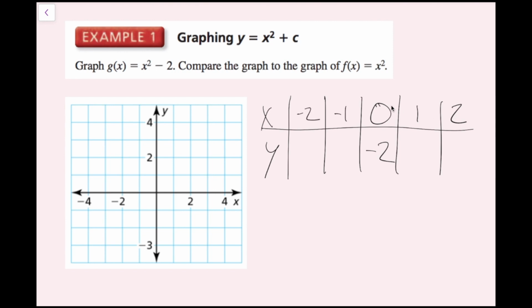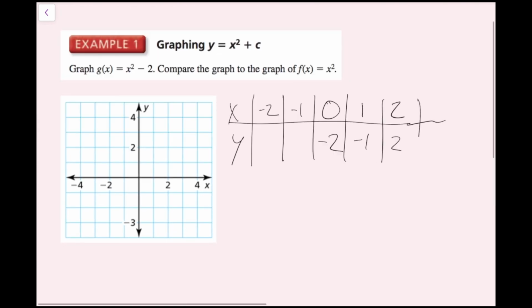And remember, the vertex also contains the information of the axis of symmetry. So whatever the y value is here is going to be the same thing here, and whatever the y value is here is going to be the same thing here, and so on. So I'm just going to plug in some values. 1 squared is 1, minus 2 is negative 1. 2 squared is 4, minus 2 is 2. And let's see if I can fit one more on here. If I do 3, 3 squared is 9, and then minus 2, that's 7. So that's not going to fit. Anyway, I can rewrite this number and this number over here. So this will be negative 1, and then this will be positive 2.